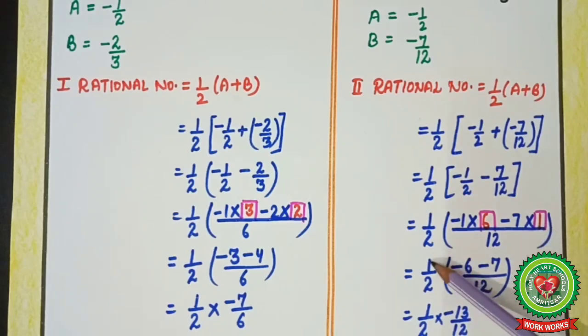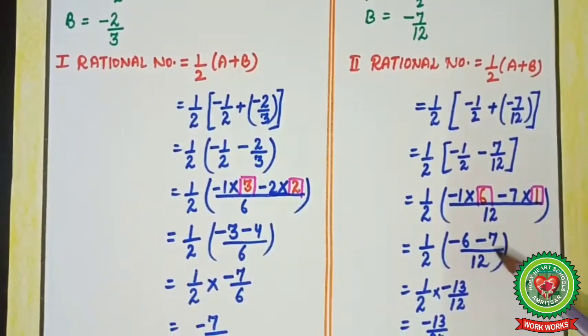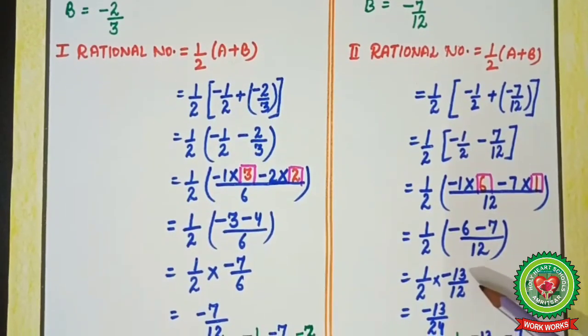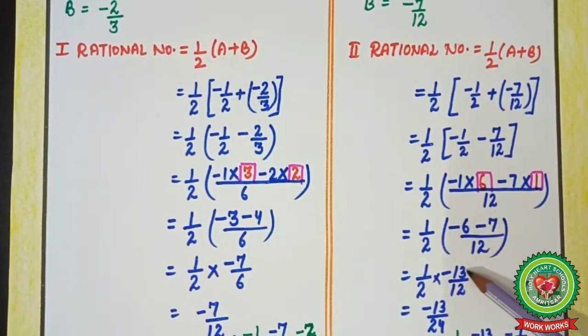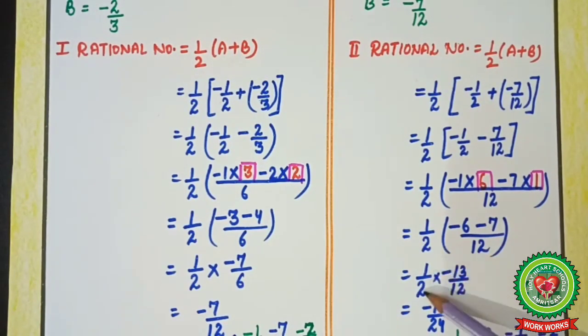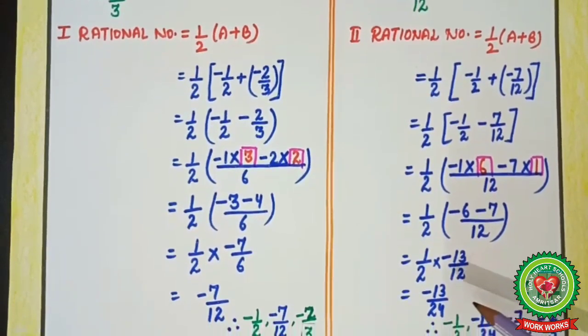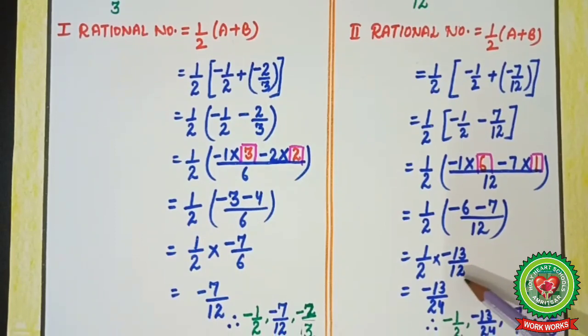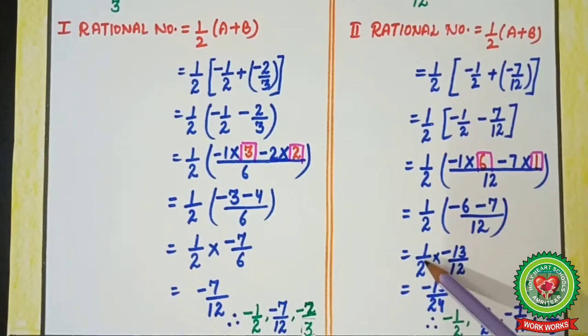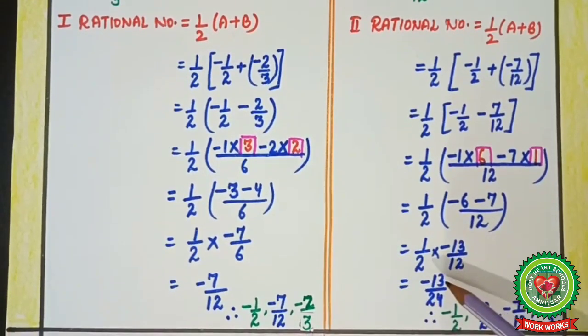So 1 upon 2 bracket minus 6 minus 7 upon 12 we will have. And next, minus minus sign of minus, add the numbers. So you will have 1 upon 2 multiply by minus 13 upon 12, right? So again cutting is not possible here. So you will have 1 into 13, that will be 13, 2 into 12, that will be 24. So the minus will remain minus. So the answer will be minus 13 upon 24.